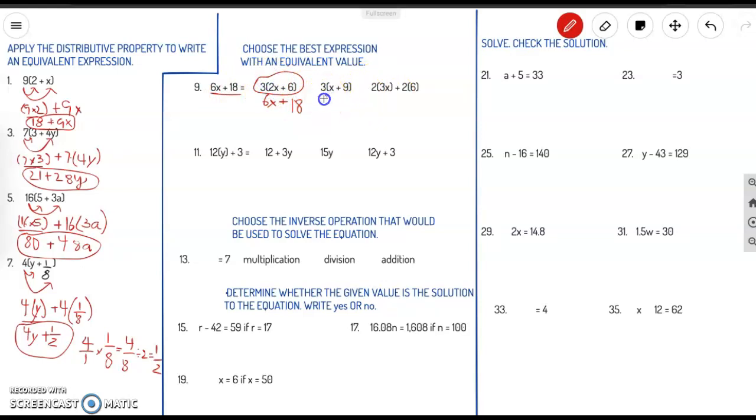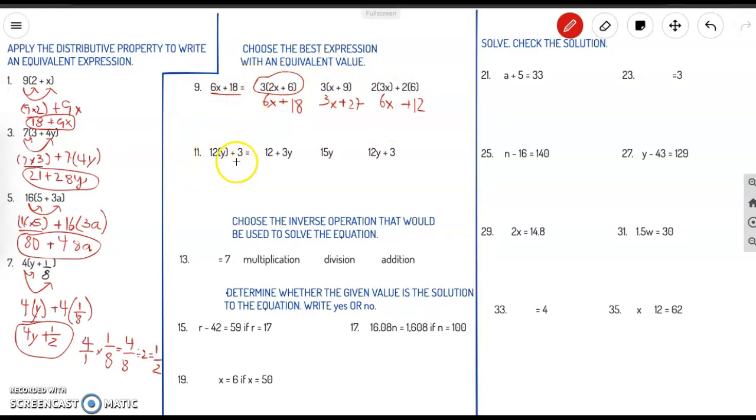So 3 times x is 3x plus 3 times 9 is 27. So we know it's not this. This is not the same as that. And then 2 times 3x is 6x because 3 times 2 is 6. 2 times 6 is 12. So again, we know this is not the answer. So this is our answer.